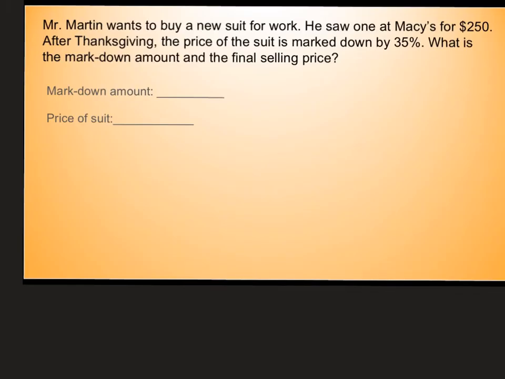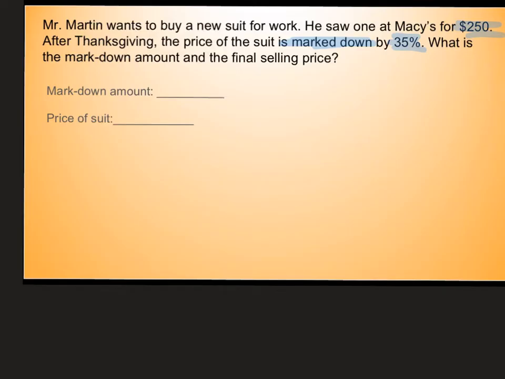So let's take a look at this first problem. It says Mr. Martin wants to buy a new suit for work. He saw one at Macy's for $250, so I'm going to highlight, there's one of my numbers I'm going to use. After Thanksgiving, the price of the suit is marked down. I'm going to highlight marked down, and it's marked down by 35%. So this suit is 35% off. It's asking us for two things. What is the marked down amount, and what is the final selling price?